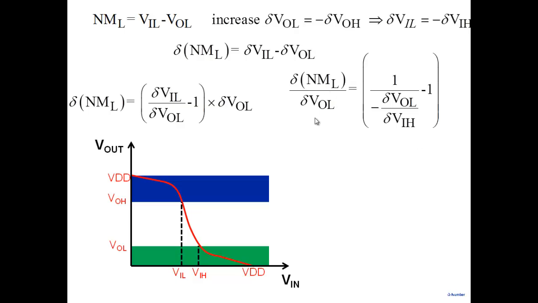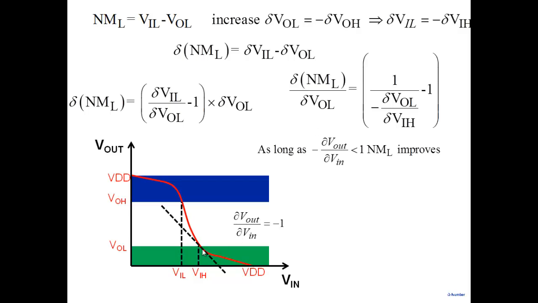A change in NML due to a change in VOL is 1 minus, now note, it should have been del VOL by del VIL, but del VIL is the same as minus del VIH here. So we've written it like this. Note that as long as this is less than 1, NML will keep on improving. As long as this is less than 1, any change in delta VOL will cause a change in NML. But the moment this becomes equal to 1, the improvement in NML will stop.